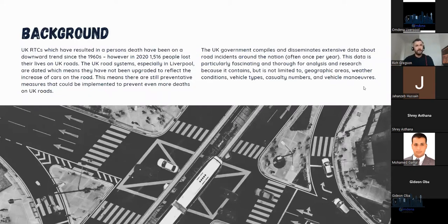The UK government compiles a lot of data, and it is quite extensive, about the road accidents that happen on British roads. It has the geographical area, the weather conditions, the vehicle types that were involved in the accidents, the casualty numbers, and the severity, and also exactly what the vehicles were doing at the time of the accidents. As you'll see, the data is very detailed, and there's a lot of information to go on. There are a number of different ways we can tackle this project, which is why I picked it. I'm quite excited to see where we go.